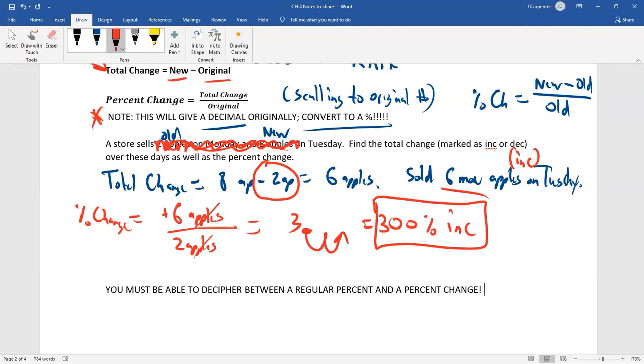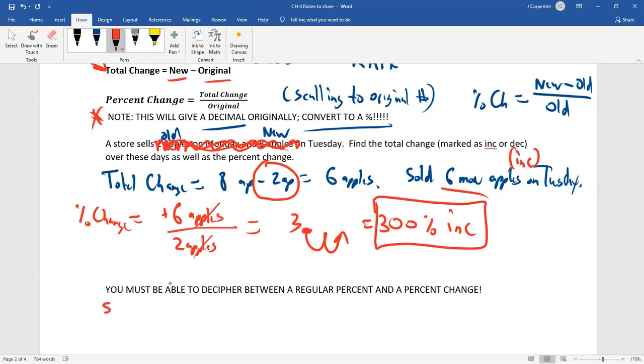So the total change or absolute change was we sold 6 more apples. The percent change, which scales it to the original, says we sold 300% more apples. So if you did this for a Kroger that sold 500 apples on Monday and 505 apples on Tuesday, that percent change would be just insignificant practically. It would be 1%, in fact.